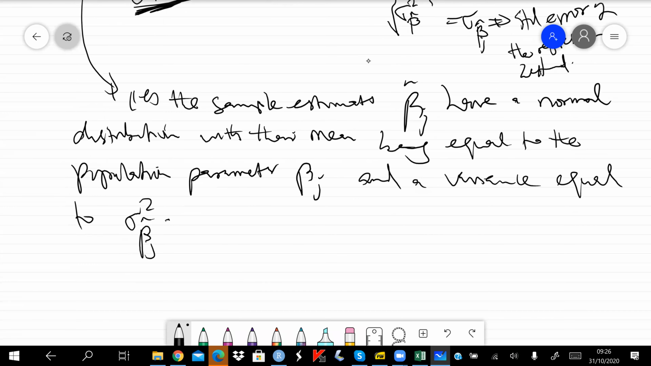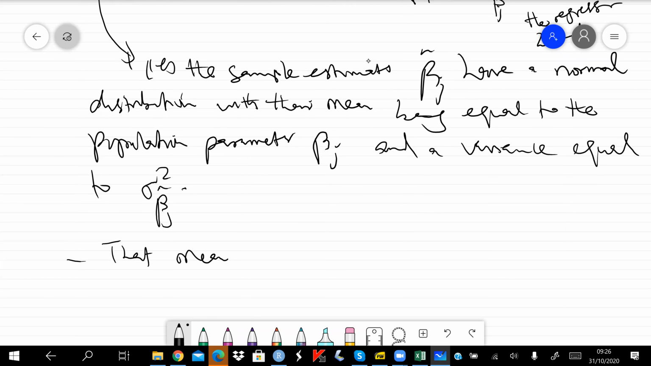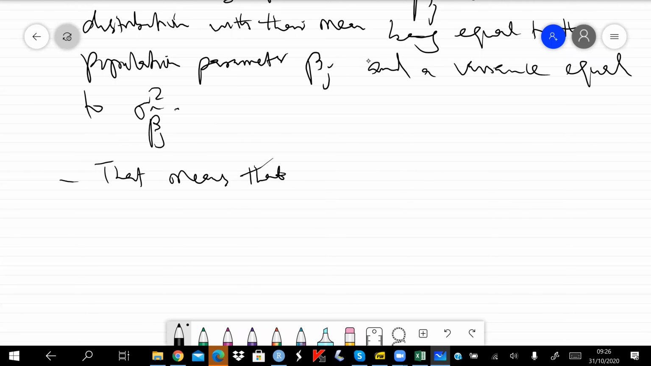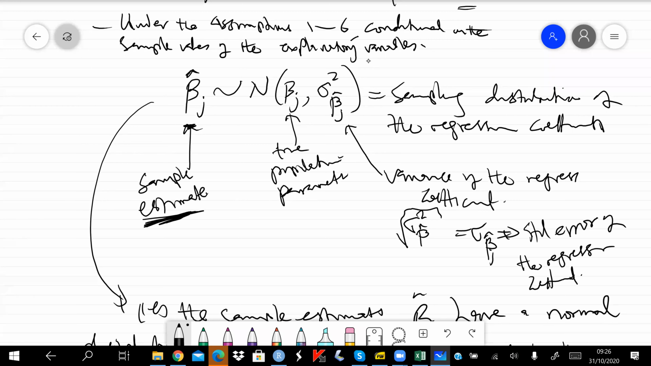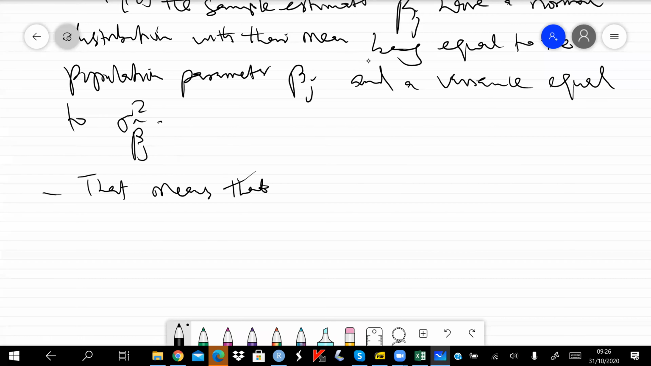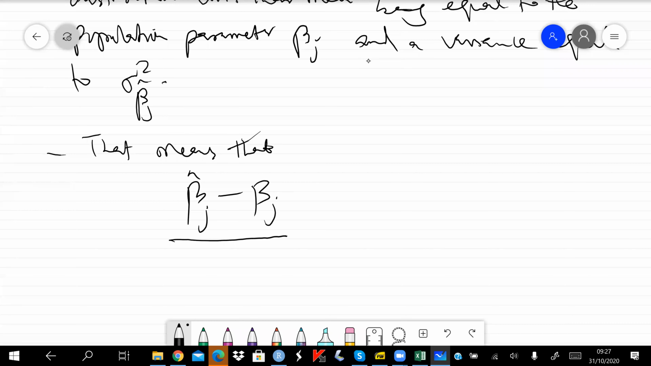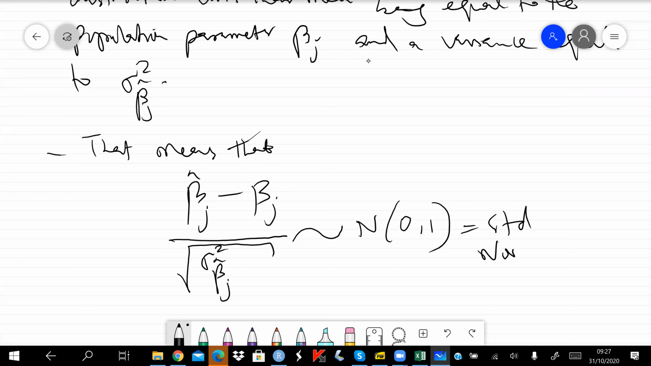Okay. So what does that mean? You see this statement here is very important. If we know that the distribution of beta j hat is normal, then we can also define a standard normal distribution, which is quite easy to work with. So we are going to define beta j hat in terms of the standard normal distribution. That means that if you take beta j hat minus beta j divided by the square root of sigma squared beta j hat, this one has standard normal distribution. So this is what we call standard normal distribution.